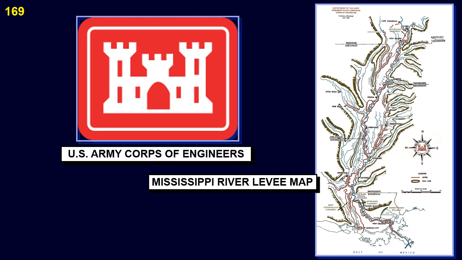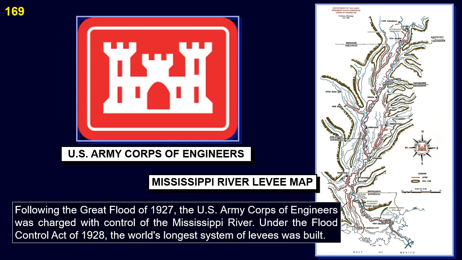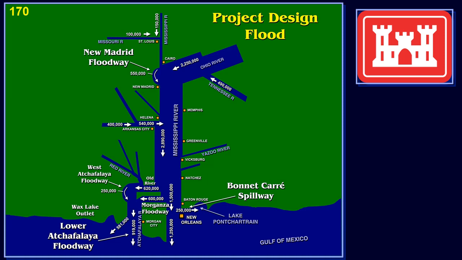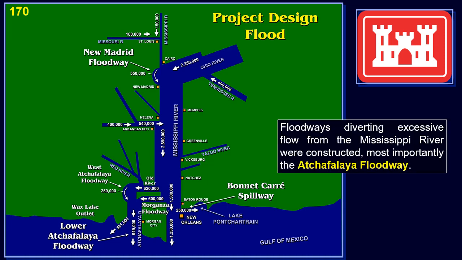Following the Great Flood of 1927, the U.S. Army Corps of Engineers was charged with control of the Mississippi River. Under the Flood Control Act of 1928, the world's longest system of levees was built. Floodways diverting excessive flow from the Mississippi River were constructed. Most importantly, the Atchafalaya Floodway.